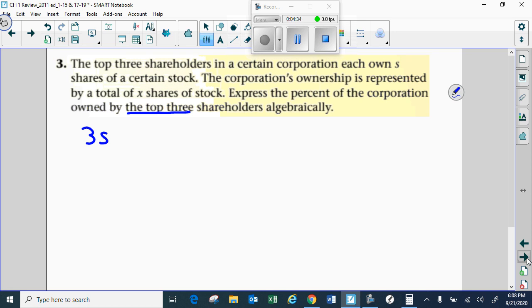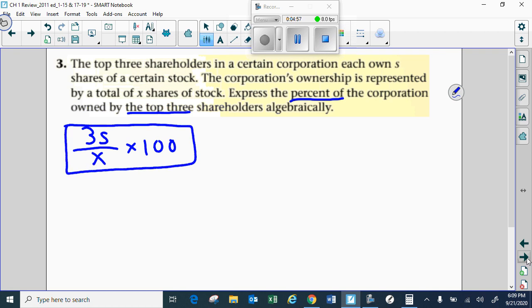And the total, as it says, the corporation's ownership is represented by a total of X shares. So out of X shares. Now it says express the percent. So when I do 3S divided by X, that's going to give me the decimal. And how do I change the decimal to percent? Multiply by 100. And so there's your answer right there.